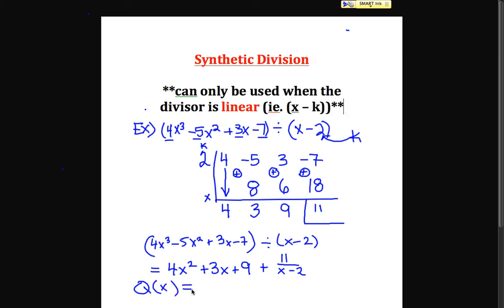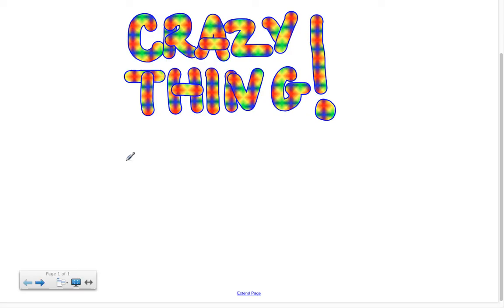I could say, therefore, the quotient is 4x squared plus 3x plus 9 plus 11 over x minus 2. And that just saves you a little space when you're writing. Okay, just like in long division, in synthetic division there is a crazy thing that can happen, and we need to talk about what that is right now.